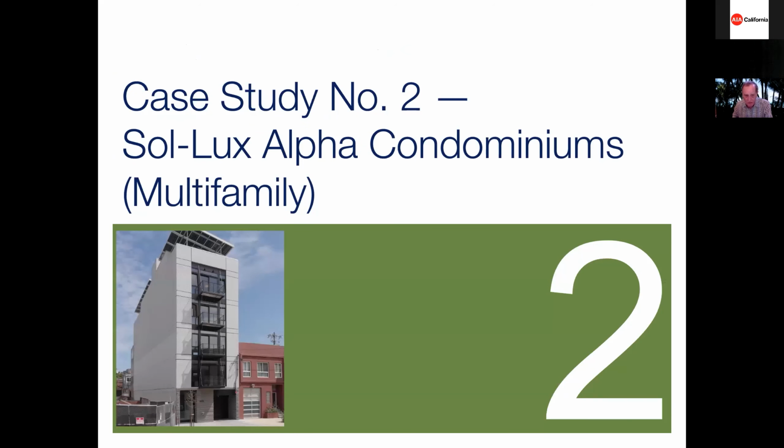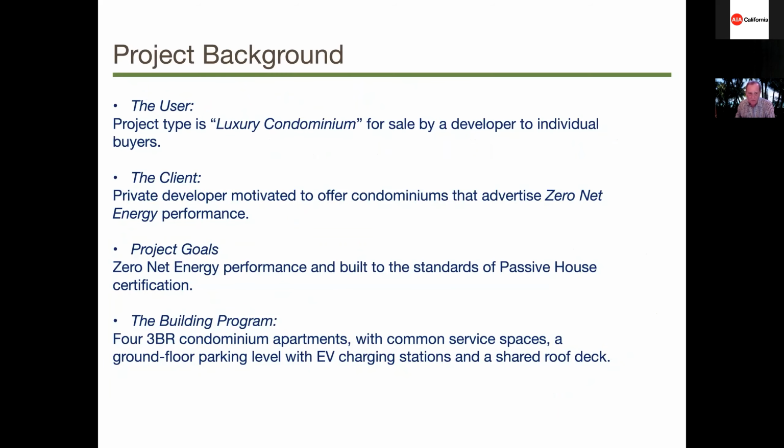Let's talk about the second one, luxury condominiums. This one is in San Francisco. As you can see, it's a tall, skinny building built on a narrow lot. There are 4 condominiums in here, a ground floor level that's unheated for parking and utility, and it's a shared space. And there's a shared roof deck, and all the solar is up there. The solar is built as a canopy on the building. So that's the general approach.